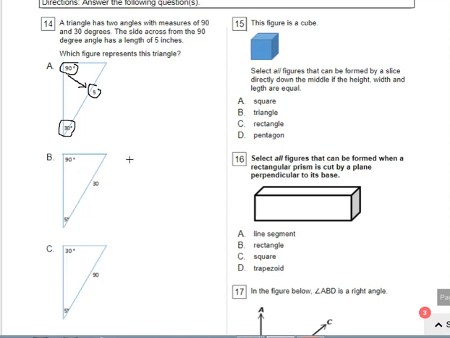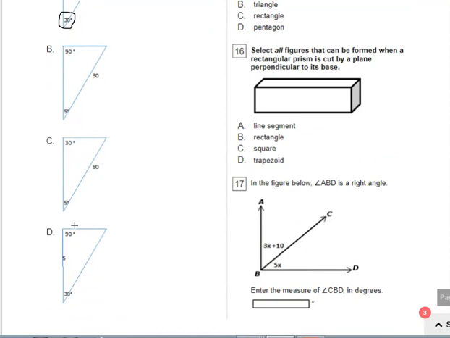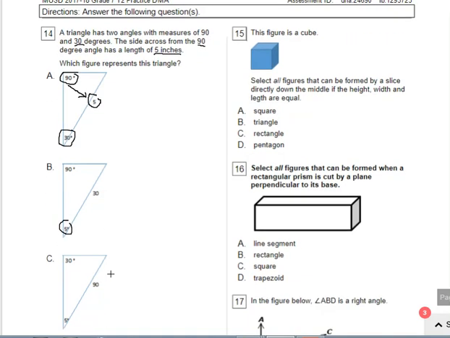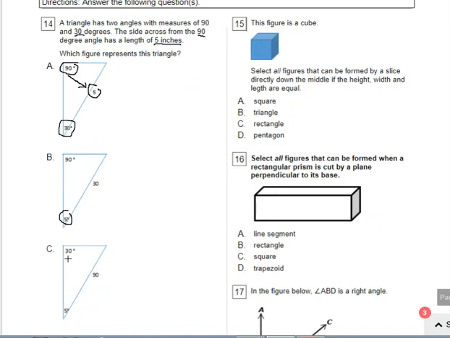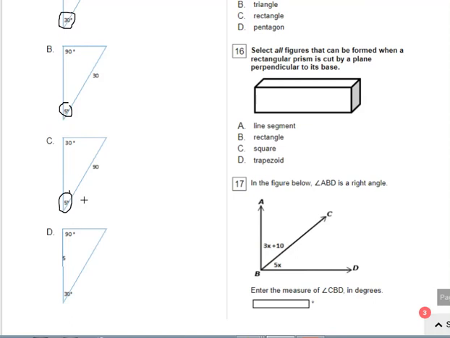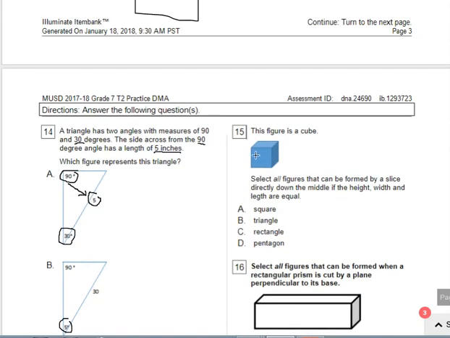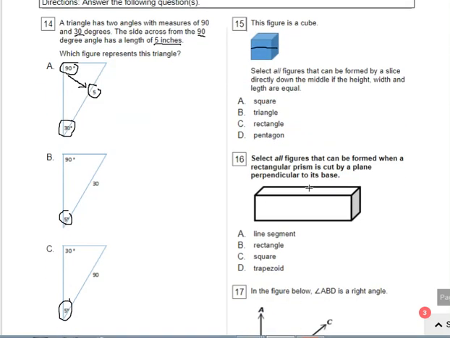The other three representations do not identify this description. We do have 90, but we don't have a 30-degree angle there. We do have a 30, but we don't have the 90 there. And yes, there is a 90 and 30 there, but it's not across. The 5 is at that base. 15 and 16 are going to be tough.